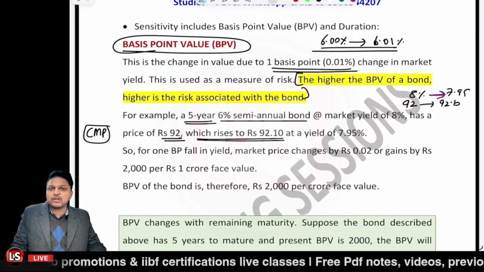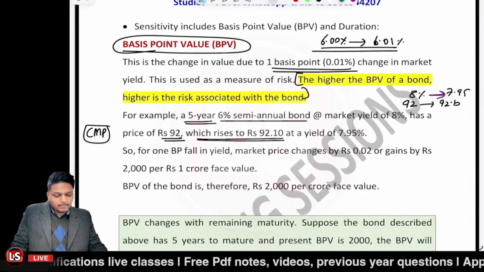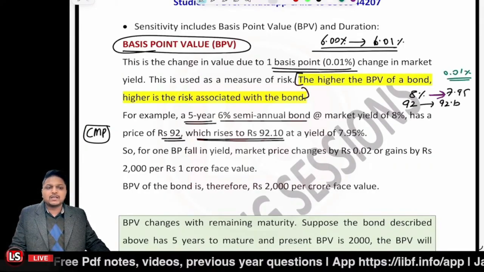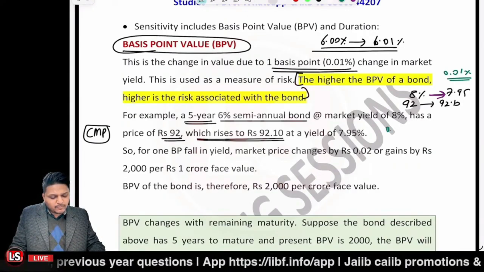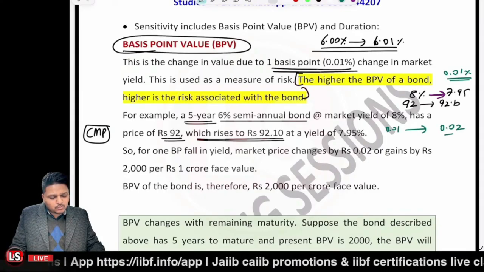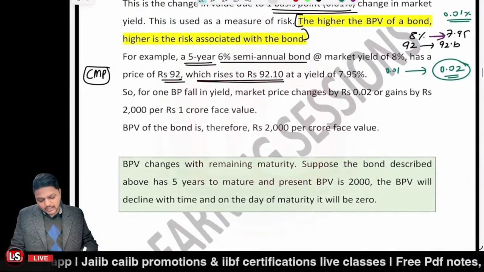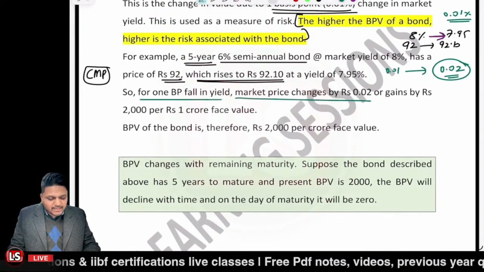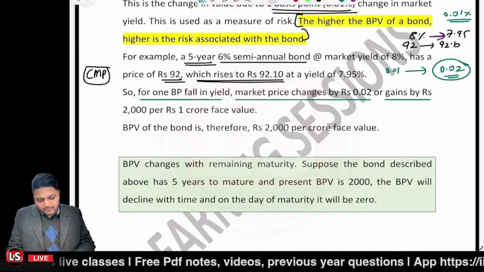But in case of basis point value, we have to look into the basis point movement, that is 0.01%. So I can simply say if the interest rate moves by 0.01%, then the price movement would be 0.02. And the same thing is told over here, that for 1 basis point fall in the yield, the market price changes by 0.02 rupees or gains by rupees 2000 per 1 crore of the face value.